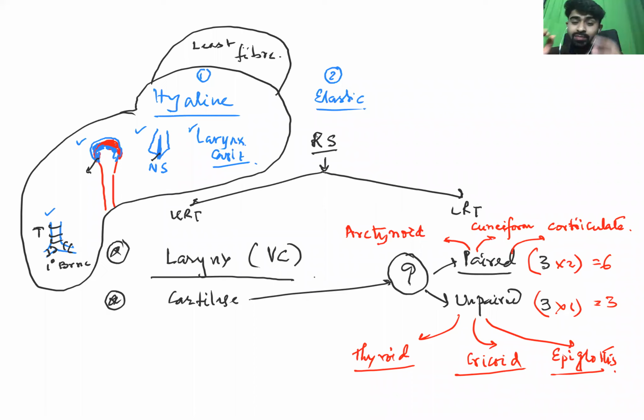Okay, let me show you the elastic cartilage. This is my elastic cartilage. Many people still say this is the elastic cartilage. This is not the elastic cartilage. This is a soft tissue. The elastic cartilage is this: the pinna, the main pinna. This is the elastic cartilage.